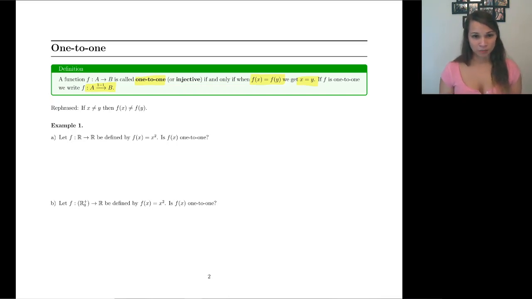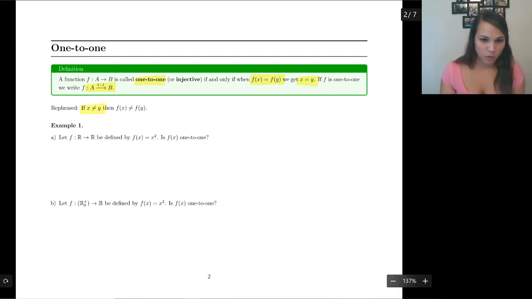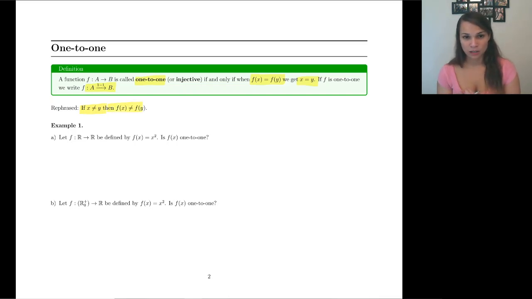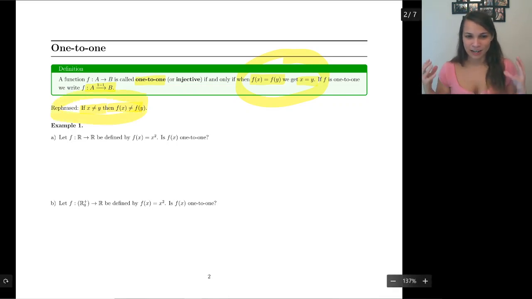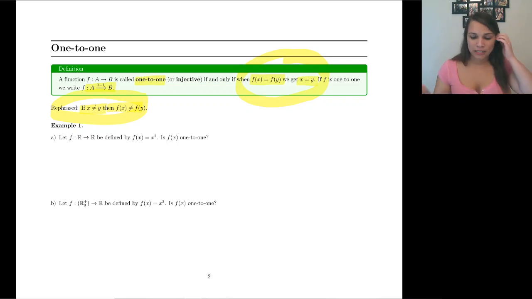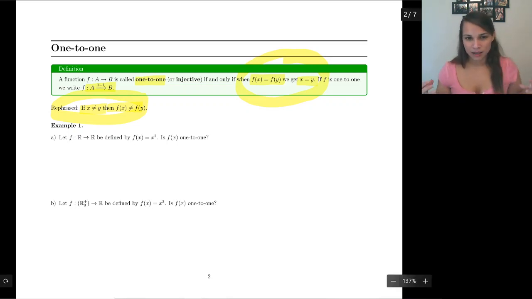Another way to think about this proof is the contrapositive. You could say that if x and y are not equal, then the outputs won't be equal either. In general, we go for the first definition, but sometimes that definition doesn't cut it, and so it's nice to have this one kind of in reserve just in case. So let's look at some examples and think about this intuitively.